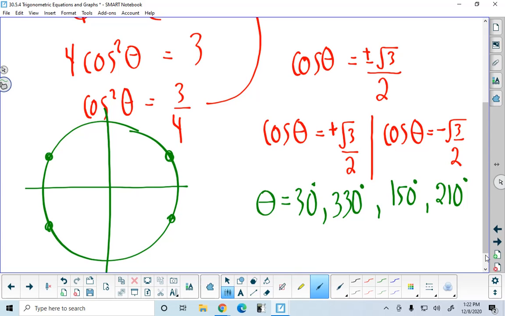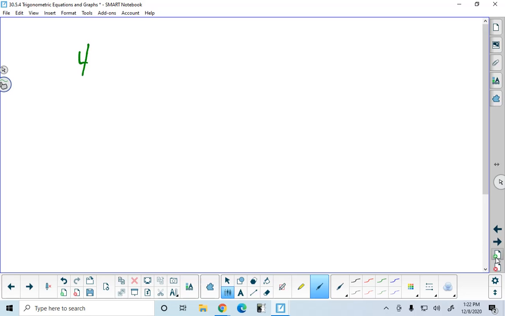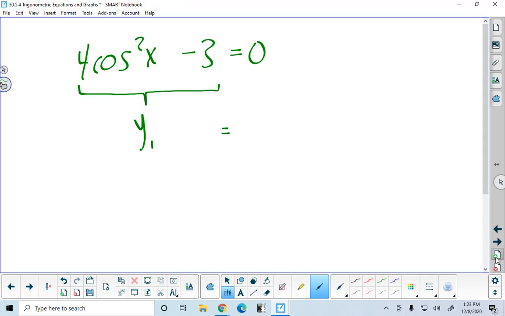Now, how could we solve this graphically? Well, you know that you can solve any equation graphically. Let me write down the equation here again. The equation is 4 cosine squared of x minus 3 is equal to 0. So how can we solve this graphically? One of the things we could do is graph y1 equals this, and then look at the x-intercepts.